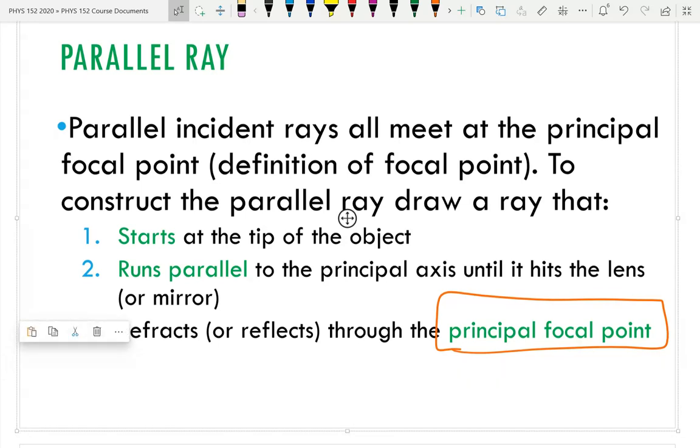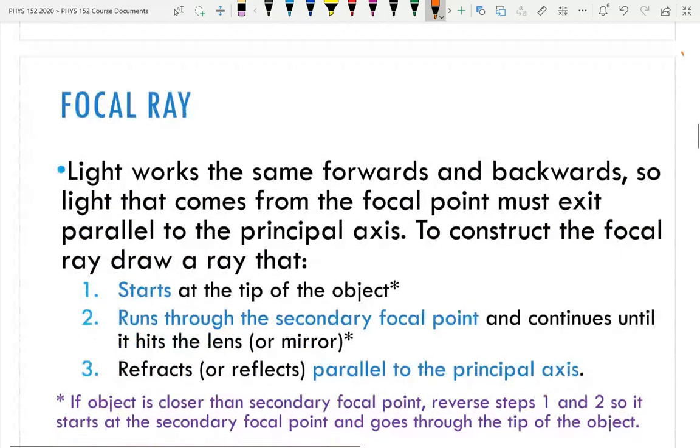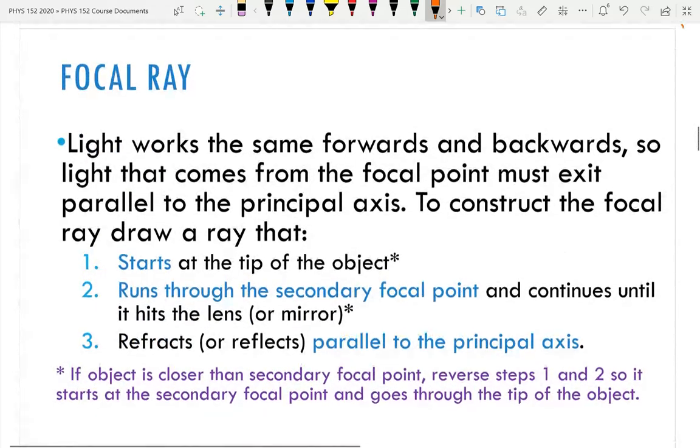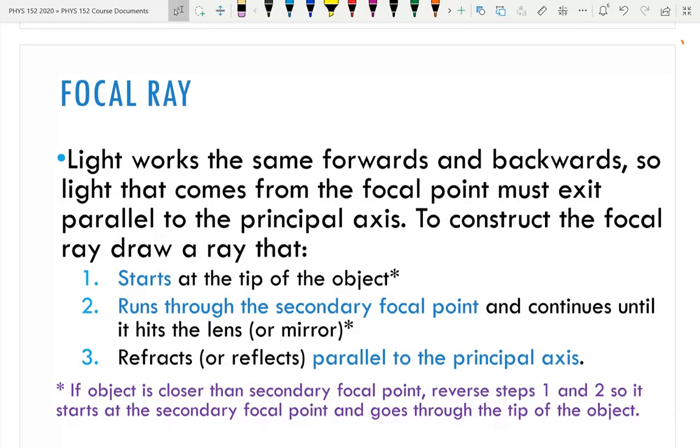Okay, then the next one is the focal ray, which is exactly the reverse of the parallel ray. The parallel ray was parallel incident rays meet at the focal point. Light works the same forward and backward. Like Snell's law, it doesn't matter which one is medium 1 and which one's medium 2, as long as you have N1 and theta 1 together, and N2 and theta 2 together, it's going to work out. So the focal ray is doing the parallel ray in reverse.